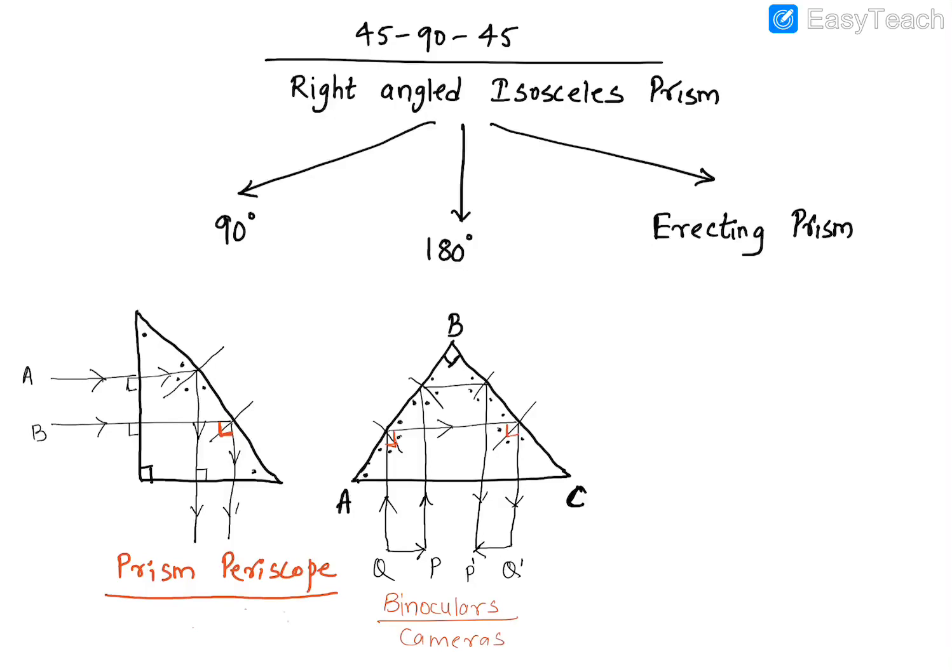Guys, and the last one and the most difficult one is the erecting prism. Again, in the erecting prism, the prism is kept on its hypotenuse. It's resting like this on its hypotenuse. So this is what? 90 degree. So that's A, and that's B, and then C out here. Now, where is the object placed? So in this case, object is placed over here like this.